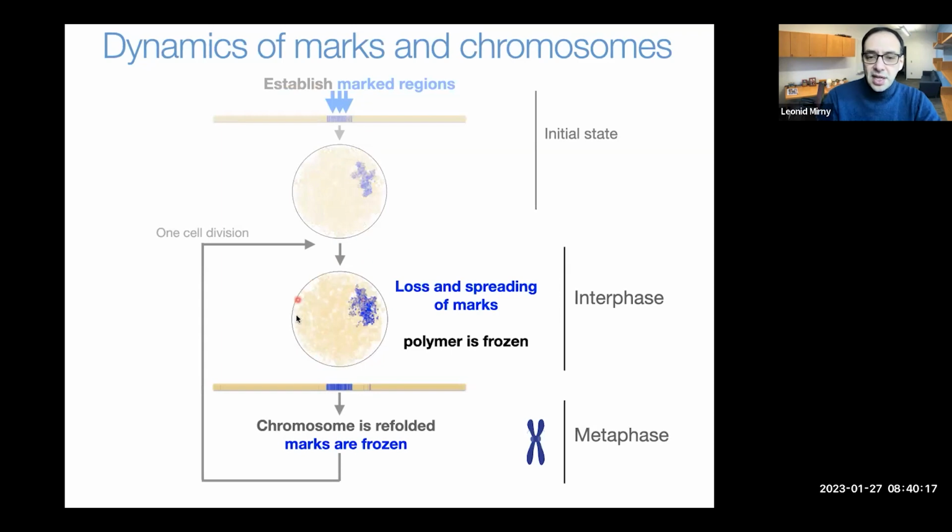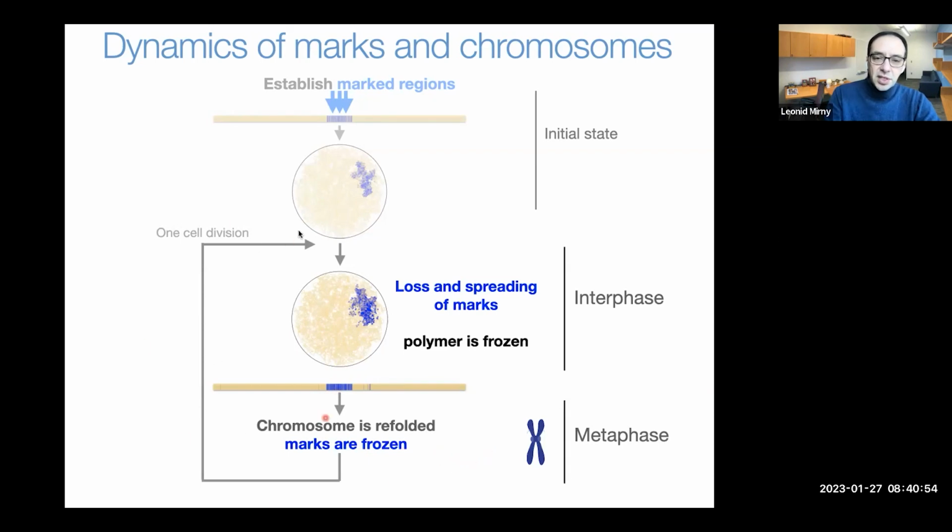go into the interphase. In the interphase, we're going to let the marks get lost and spread, but we're going to freeze the polymer in space. We're going to say the polymer dynamics during interphase, which is on the order of a second, can be ignored, because it's much less than the polymer refolding during mitosis. So in the interphase in our model, we have loss and spreading of the marks, but we have no polymer dynamics. Then we're going to be at the stage of mitosis, in which case the marks are going to be frozen and the chromosomes will be refolding.